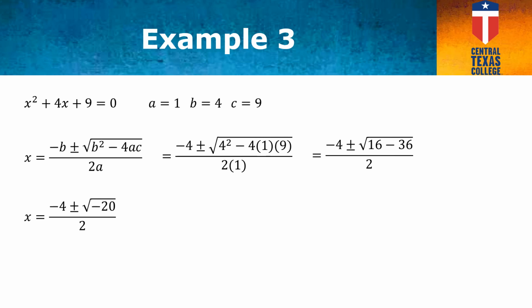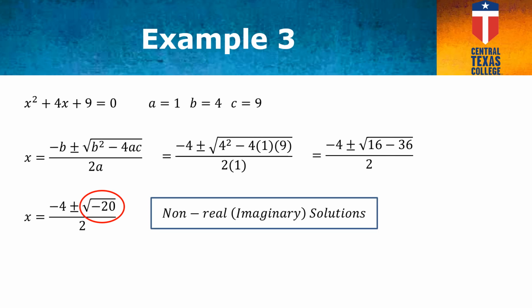This is a small problem because we are trying to take the square root of a negative number, which is not allowed. Whenever you take the square root of a negative number when using the quadratic formula, that indicates that the original quadratic has non-real or imaginary solutions.